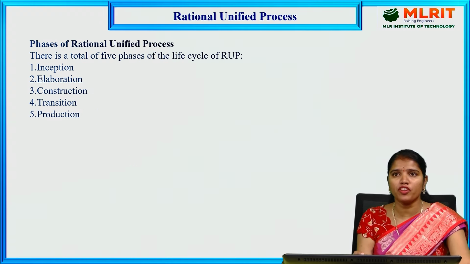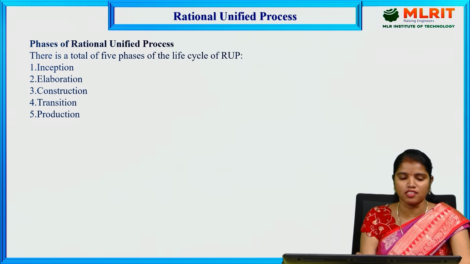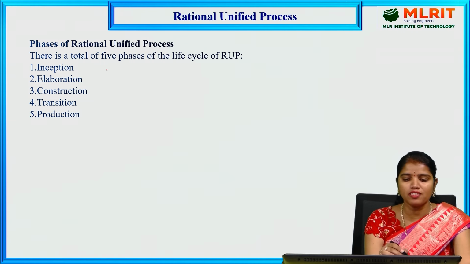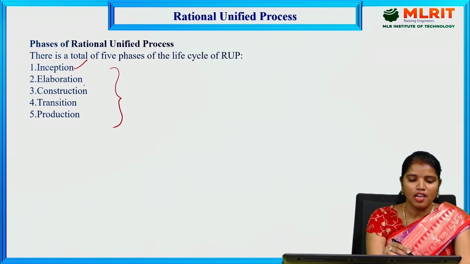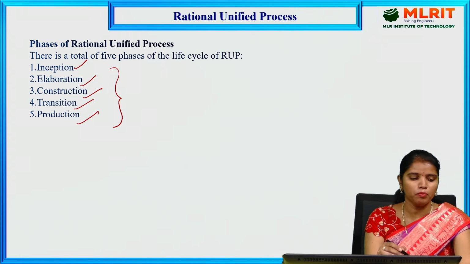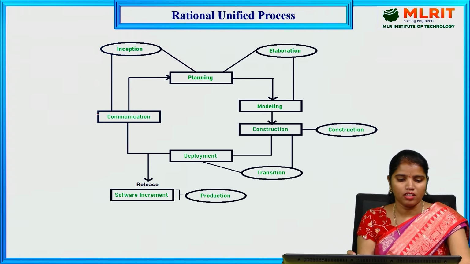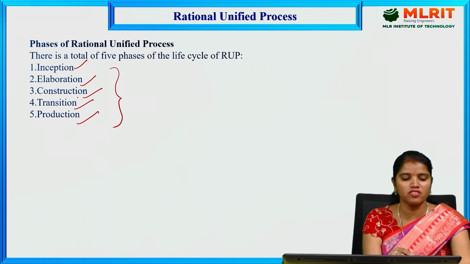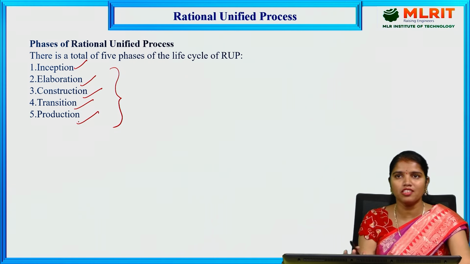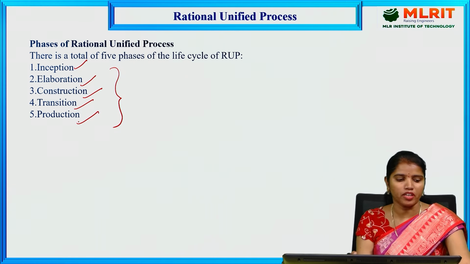Now, what are the phases included in the Rational Unified Process? Let us discuss. We have a total of 5 phases in the RUP: inception, elaboration, construction, transition and finally production. Now let us see how inception, elaboration, construction, transition and production deal with the product.